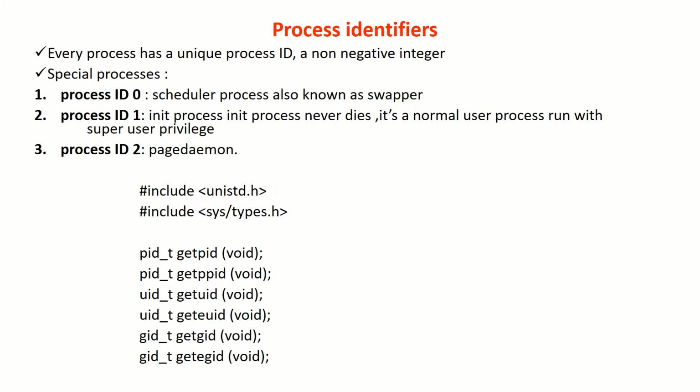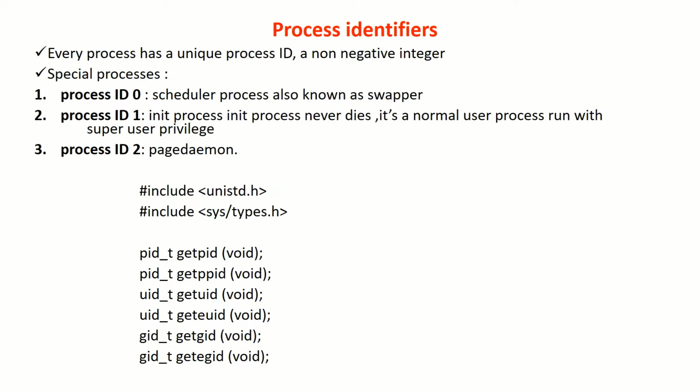Here in this slide, we discuss process identifier information. Every process has a unique process ID, nothing but a process identifier. It is a non-negative integer, meaning it contains only 0 and positive integer values. And then we will discuss a few different types of process identifiers. Those are called special processes.